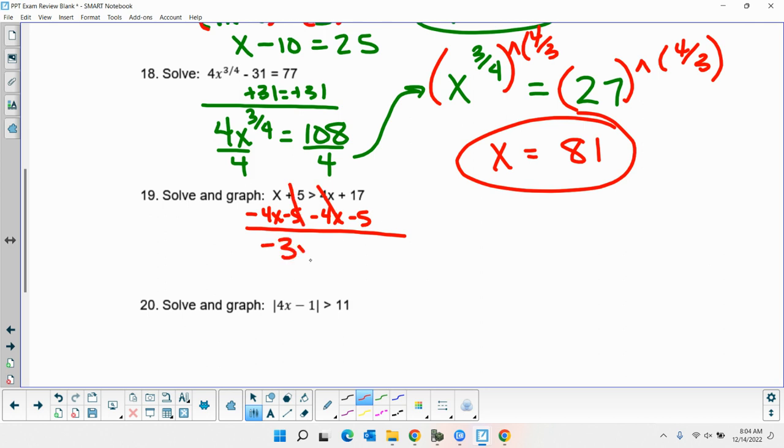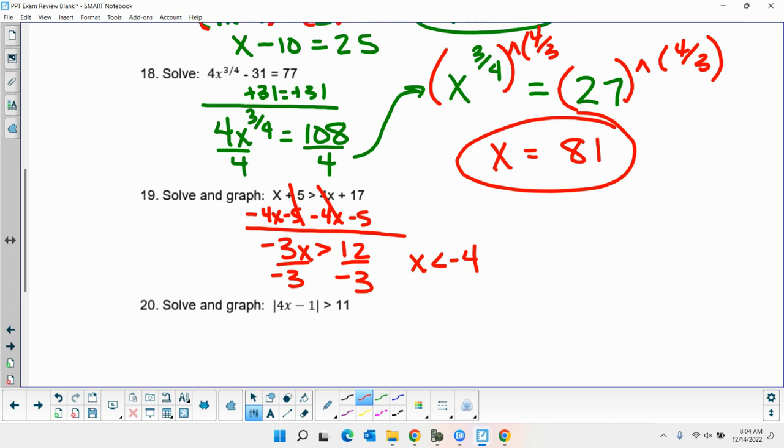So I get negative 3x is greater than 12. Now, what's going to happen since I divided by negative 3, since I did it this way? You got to switch your inequality symbol, remember? So this becomes x is less than negative 4. Okay? So remember, if you're solving an inequality and you divide or multiply by a negative number, you got to switch that inequality symbol's direction. So that's what we did.